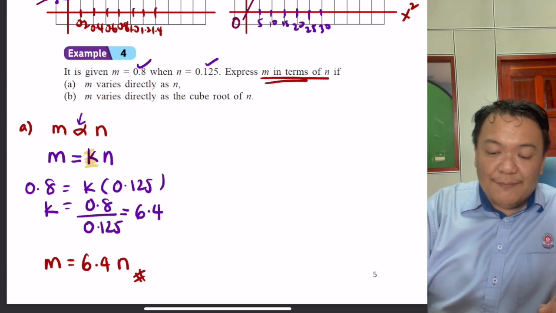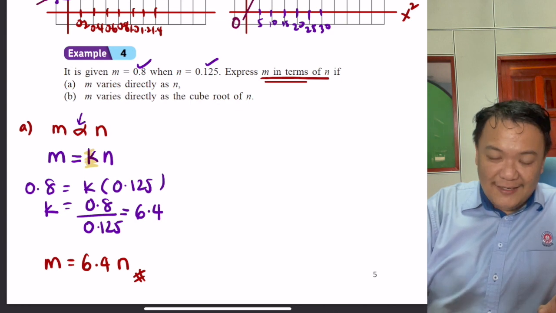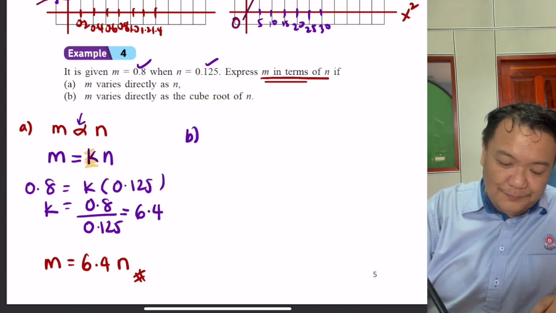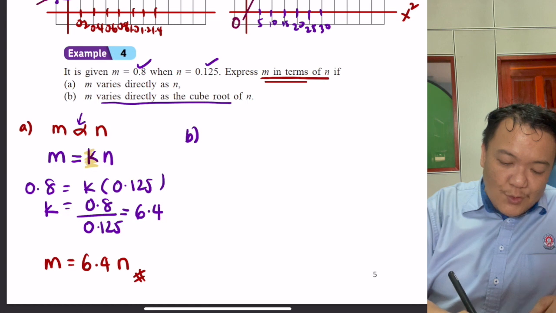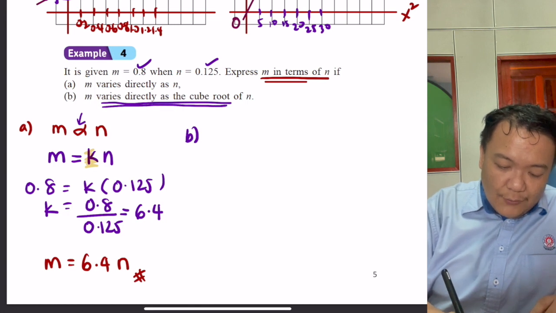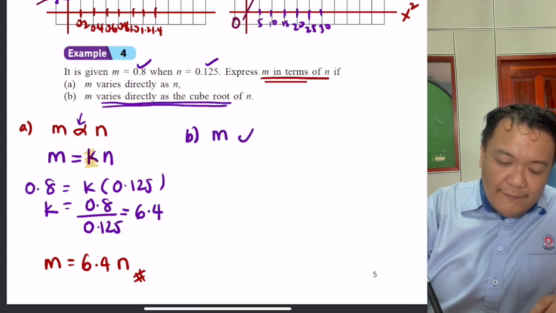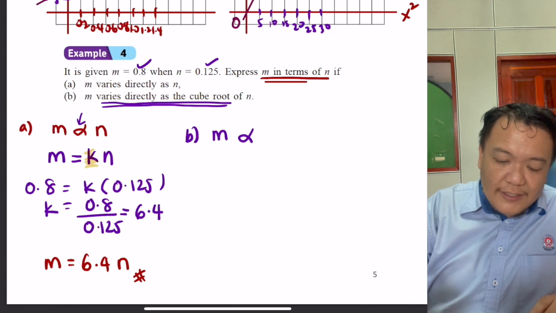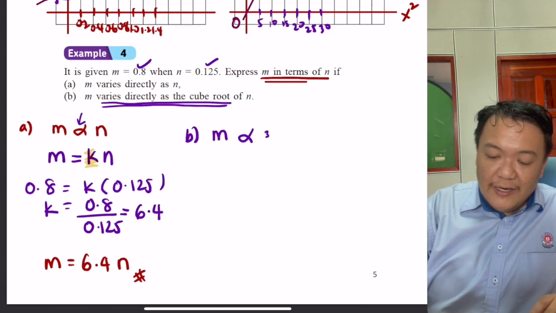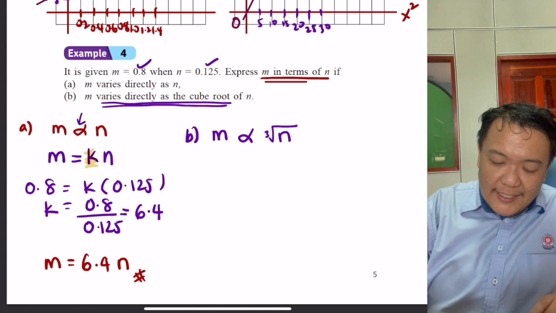M in terms of n. Okay, boleh? Okay, next B. Okay, look at the story of this question. M varies directly as the cube root of n. Cube root adalah punca kuasa 3.